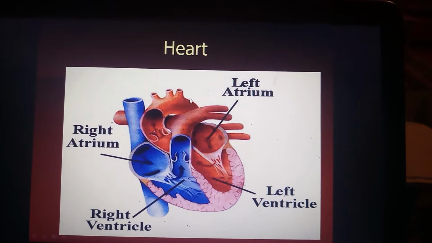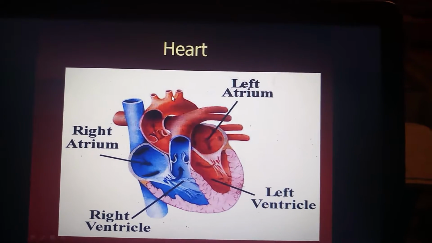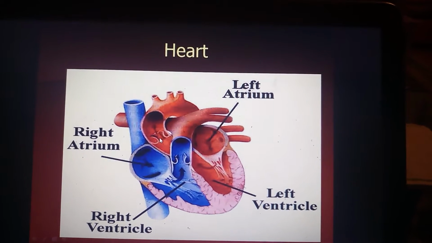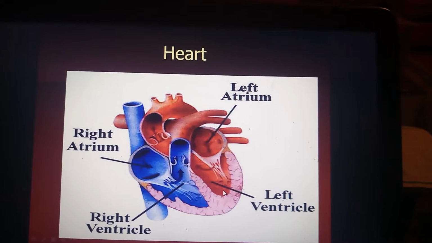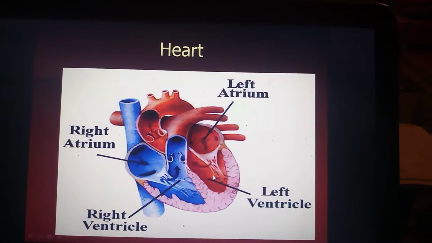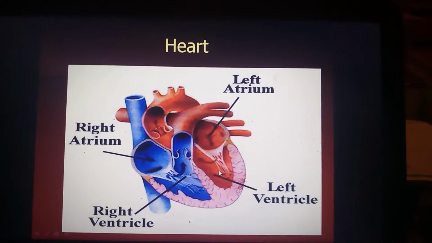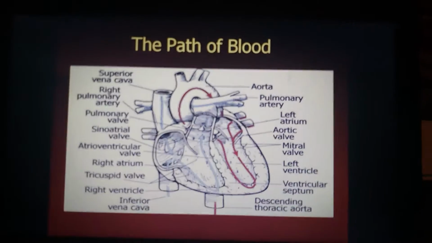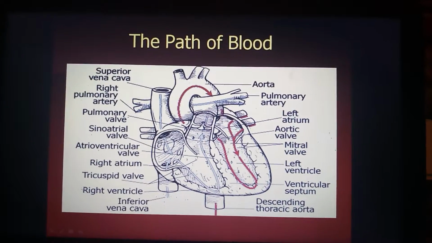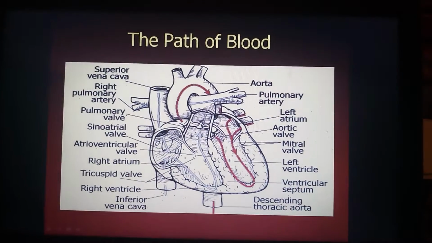Then from the lungs through the pulmonary vein, the blood will enter into the left atrium and then through the wall into the left ventricle. After that, through the aorta, this oxygenated blood will be delivered to the whole body. This was just the path of the blood, how it flows.